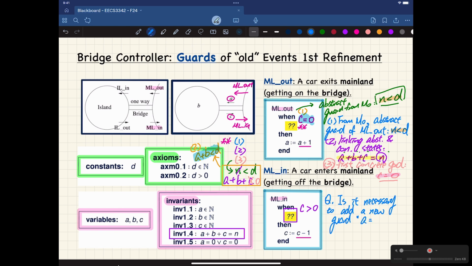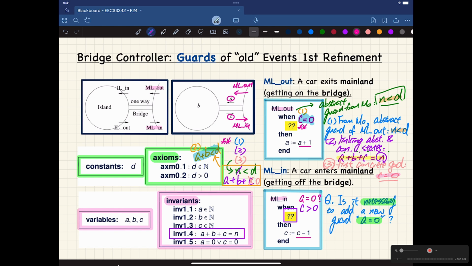A equals 0. So here I'm talking about necessary. A new guard. If you believe that's necessary, we should really add another one here to say A equals 0. But I'll put a question mark over here. Is it logically necessary or is it not necessary?